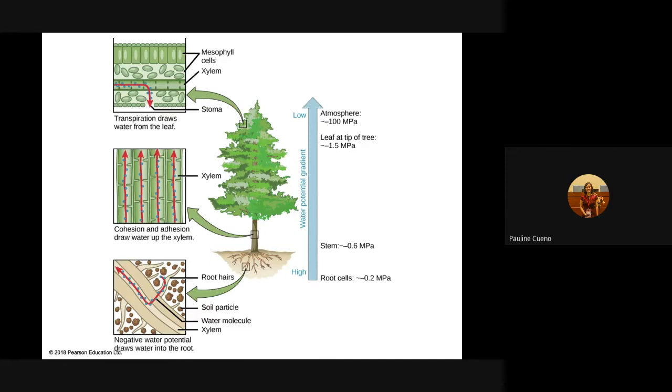Okay? So again, how does the tension arise? Why is it called the cohesion-tension hypothesis? Because when the event of transpiration happens, again, this is the evaporation of water molecules from the surface of the leaves.